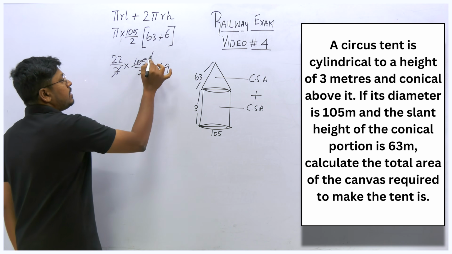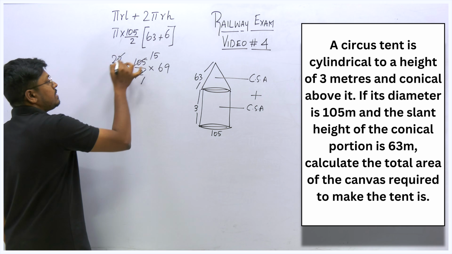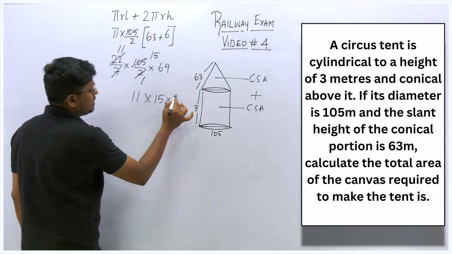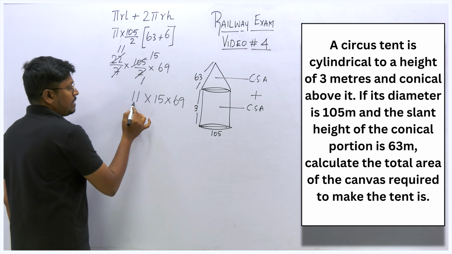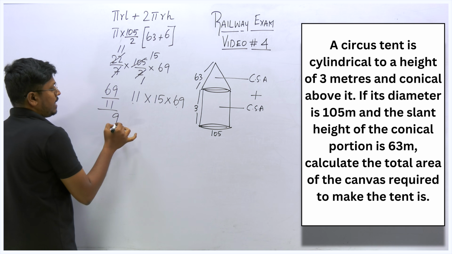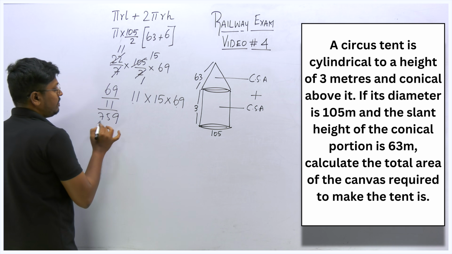So remaining will be 3. 7 5s are 35. So cancel it 11 times. So 11 into 15 into 69. So first we can multiply 11 into 69. So 69 into 11. So 9, 15, 1, 759.